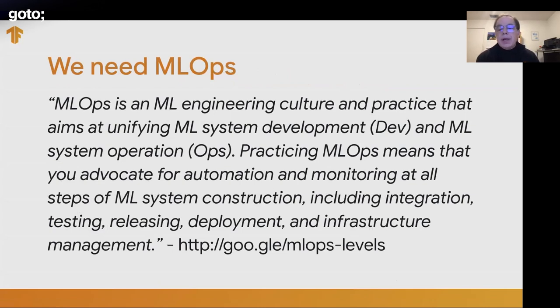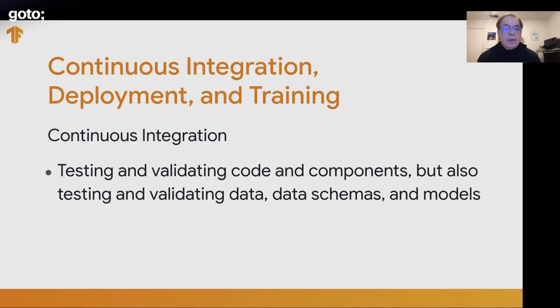There are various ways to define ML ops, but I think this one says it well. ML ops is an ML engineering culture and practice that aims at unifying ML system development, dev, and ML system operation, ops. Practicing ML ops means that you advocate for automation and monitoring at all steps of the ML system construction, including integration, testing, releasing, deployment, and infrastructure management. And there's a link to a paper there that talks about that in some detail. But continuous integration is not the same as it would be in normal DevOps. Testing and validating code and components is still part of continuous integration, but it also includes testing and validating data, schemas, and models.